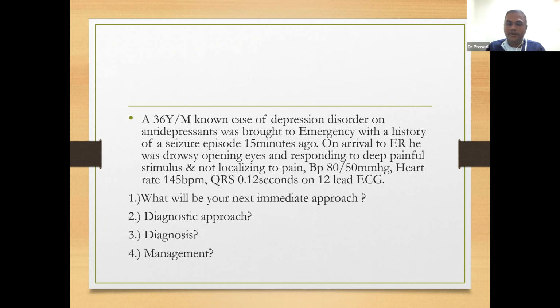His blood pressure is on the lower side, that's 80/50. So secure 2 large bore IV cannulas and give appropriate fluid resuscitation. If, despite adequate fluid resuscitation, he continues to be hemodynamically unstable, then go for vasopressor support, preferably norepinephrine as the drug of choice. So that will be our next immediate approach. And diagnostic approach, again, investigations, all routine.